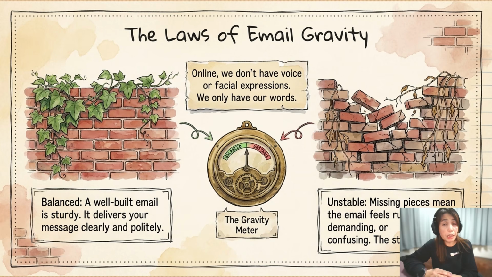A well-built email is balanced. It delivers the message clearly, politely, and in a logical order. When important pieces are missing, the email becomes confusing. It can even be demanding and even impolite. And just like an unstable wall, the structure begins to fall. The gravity metaphor gives pupils a simple reason for including every component. Each part helps the whole email stand.